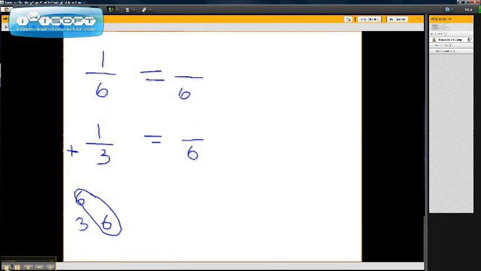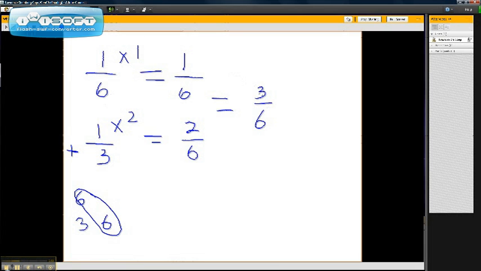To go from 6 to 6, I multiply times 1, so 1 times 1 on top is 1. To go from 3 to 6, I multiplied by 2, so multiply 2 on top. That gives me a 2. Now I'm allowed to add because my denominator is the same. And my numerators are 1 plus 2, which is 3. And here I have 3/6 of an hour.